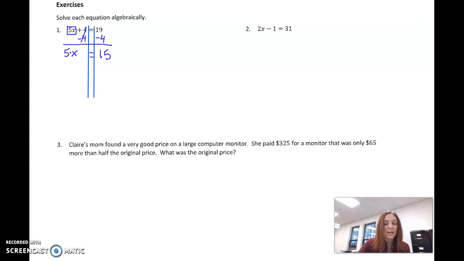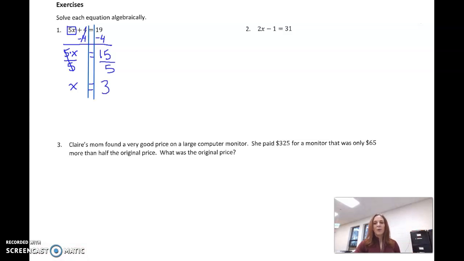Since this is 5 times x, I'm going to do the inverse, or the opposite of multiplying. I'm going to divide. What am I going to divide by? Whatever the coefficient of x is, because 5 divided by 5 is 1. That gives me 1x. Whatever I do to one side, got to do to the other. Okay, remember, equations keep something in balance, right? Think of the scale. You can't divide one side by 5 and not the other side, because then they won't be in balance. 15 divided by 5 is 3.